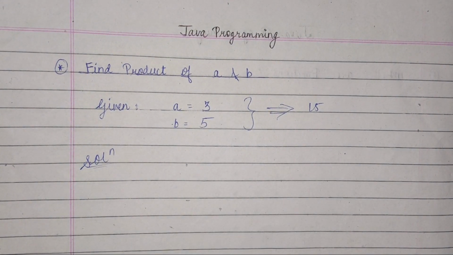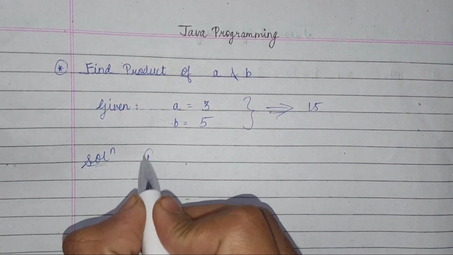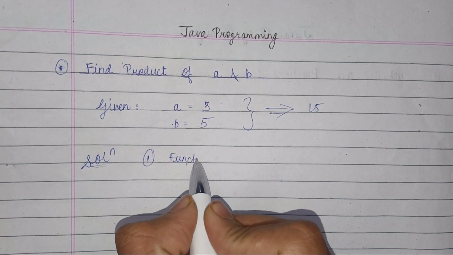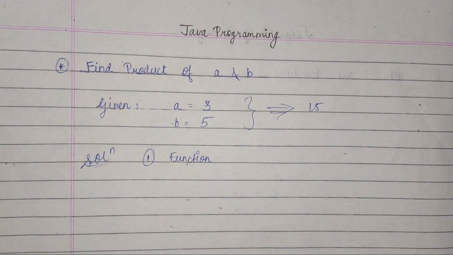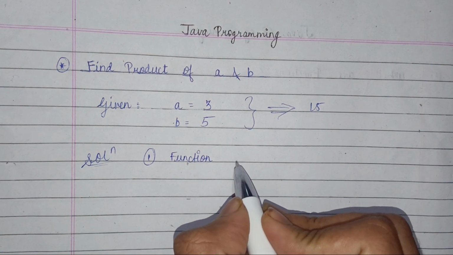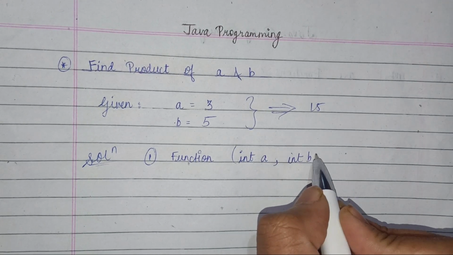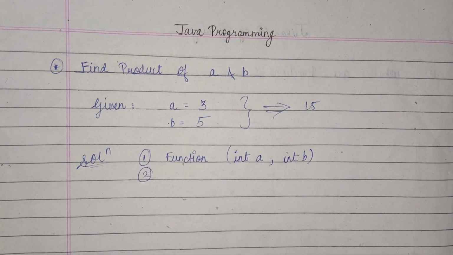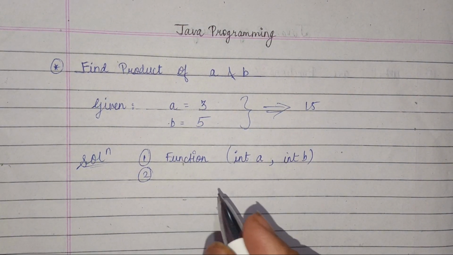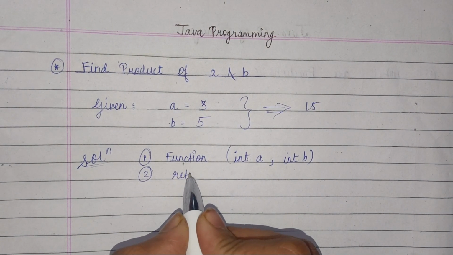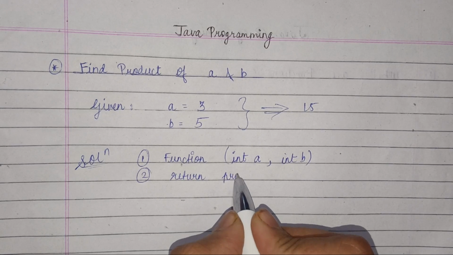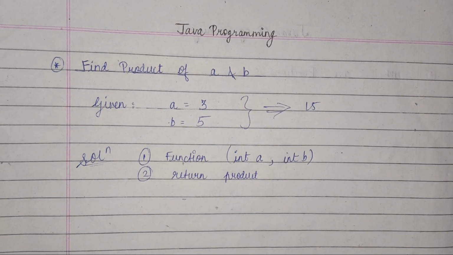So the solution will be, first we have to create a function, and we have to pass two parameters in that, int a and int b. Then the second part will be, we have to return that product. So how can we write the function for getting the product? Let's see.